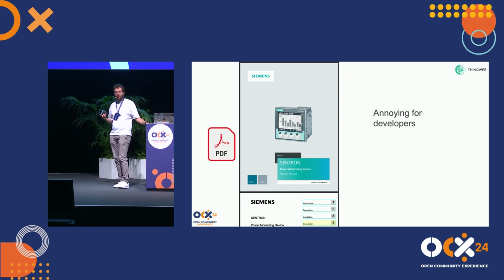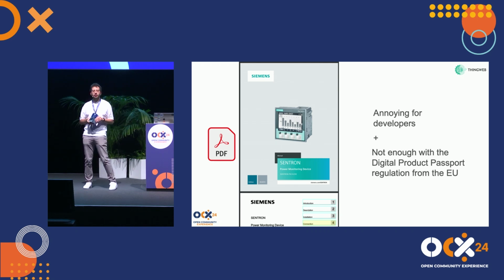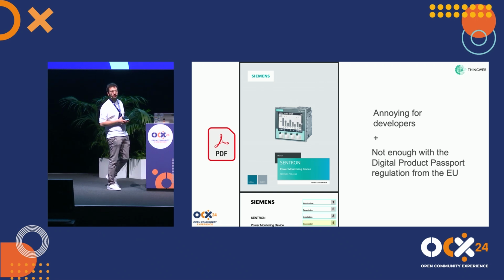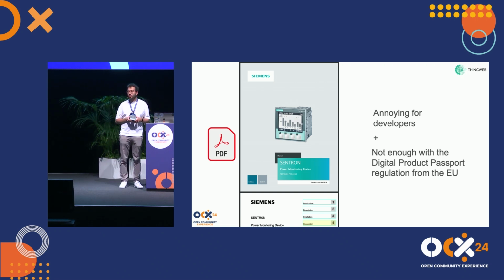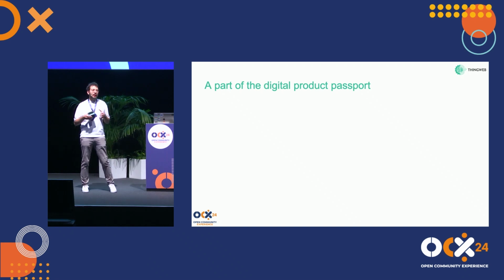I could imagine that this is not the best for the developers, but at the same time, it's not enough when we think of the European regulation on the digital product passport. The EU is requiring in a couple of years that every device, including these, come with a machine-readable digital passport of the device so that it can be used for multiple use cases. A part of the digital product passport is the thing description. Other parts, like the CO2 footprint or electrical instructions and so on, are not concerned.